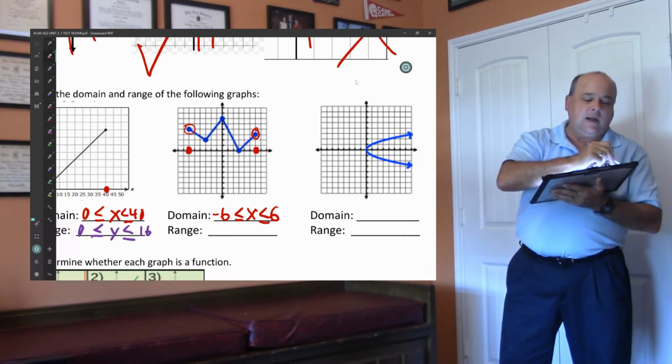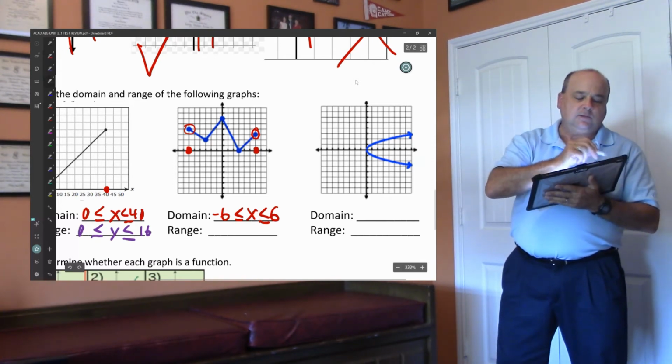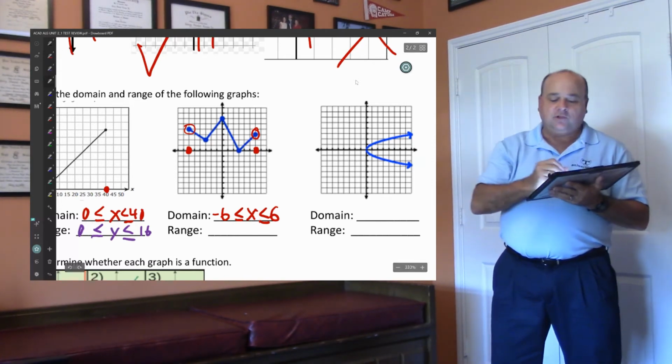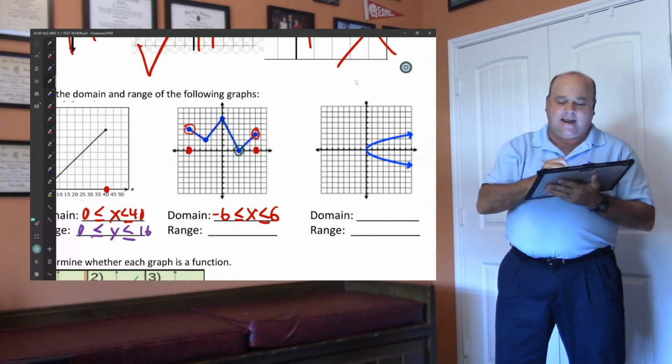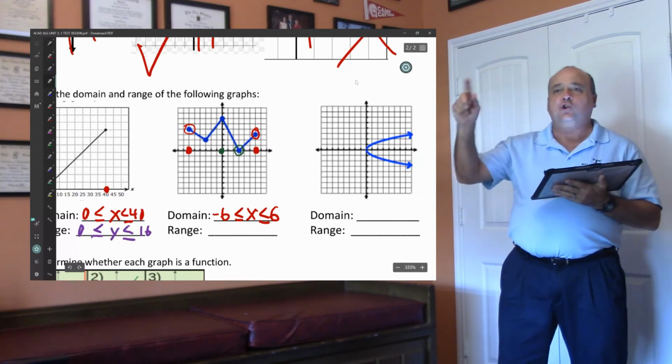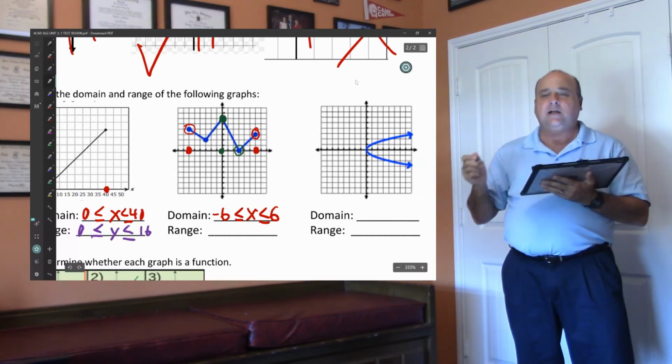Now then, let's find the range. The range will go from the bottom, let me change pens here, from the bottom to the top. So the furthest down the graph goes is right here. I'm going to go across to the y-axis, which will be here on it. I need two dots on the y-axis. The highest the graph goes is right here, so I'm going to dot it.